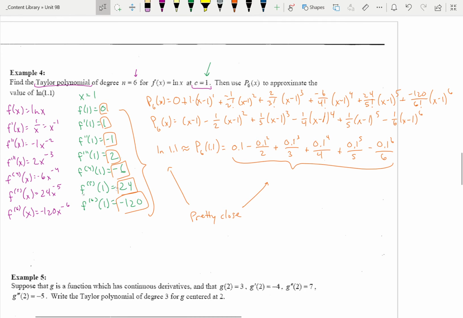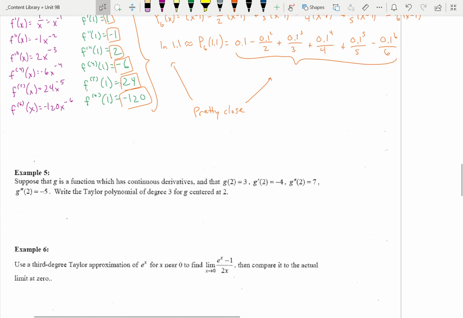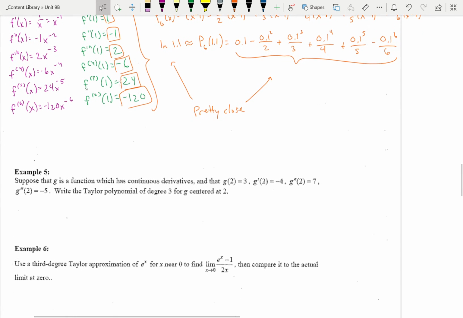All right, so that's a nice example, a nice pattern that we want to be familiar with. This next example doesn't give us a function, but it does give us some values at x equals 2. It gives us g of 2, g prime of 2, g double prime of 2, and even g triple prime of 2.